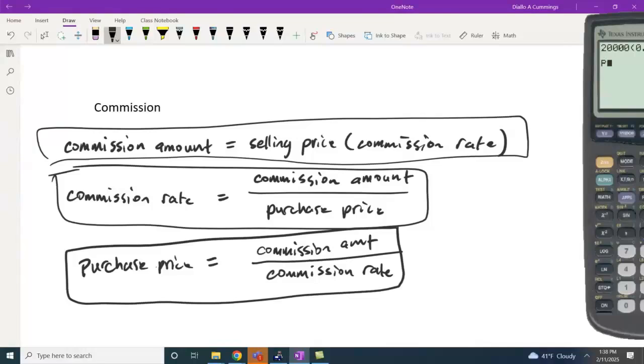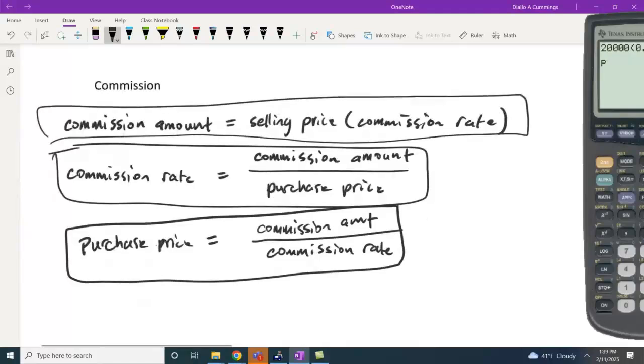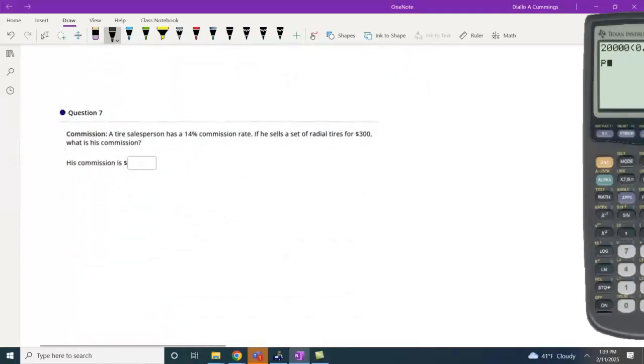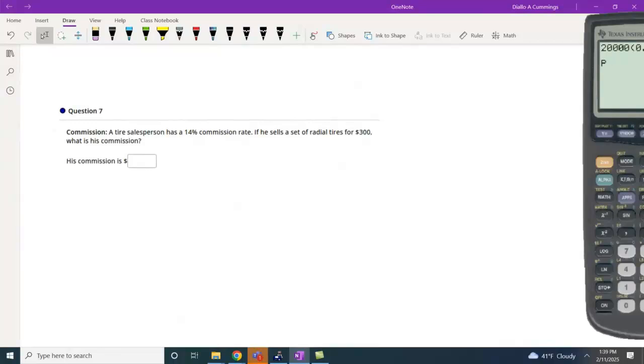All right, so the commission amount, that's the selling price times the commission rate. The commission rate is the commission amount divided by the purchase price. And the last formula is the purchase price, which is the commission amount divided by the commission rate. All right, so we're going to use these three formulas to answer the next set of problems.